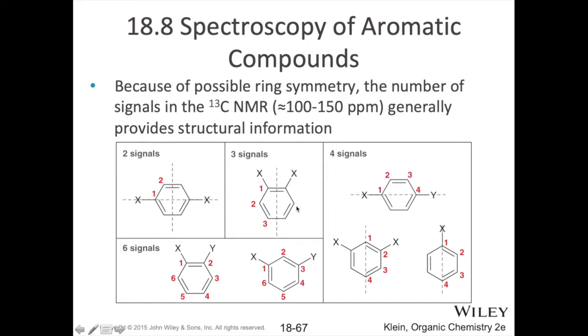Okay, so looking at that symmetry, we have a change in the number of signals. In this case, we're looking at carbon-13, so we're looking at those carbon signals. But again, that symmetry is going to cut down your number of signals. Okay. Oh, and of course, with carbon-13, those benzene carbons are sp2 hybridized, so they show up in that 100 to 150 range.